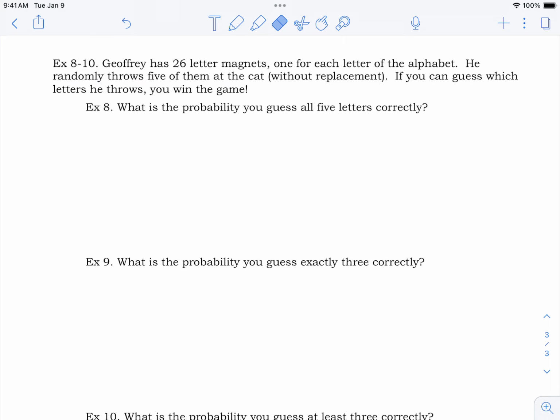If you can guess which letters he throws, all 5 of them, you win the game. This is kind of like trying to win a lottery, right? Can you guess which 5 are going to come up? Well, let's see if we can do this. What is the probability you guess all 5 letters correctly? Well, he's going to throw, there's a winning group of 5, I guess I might say.